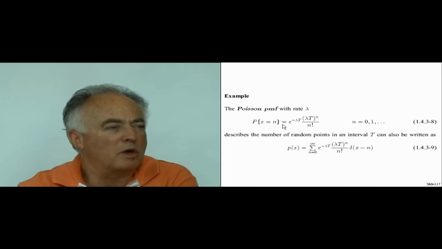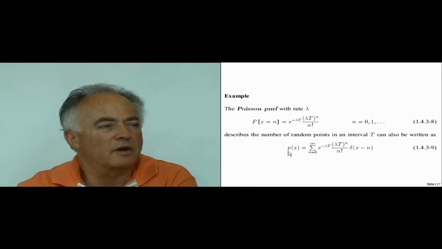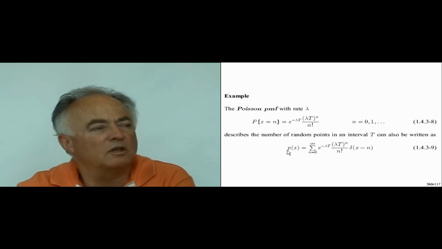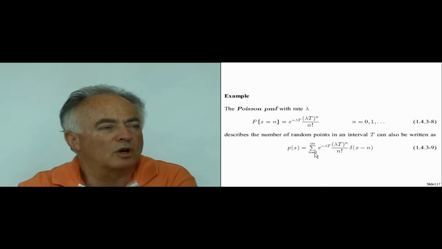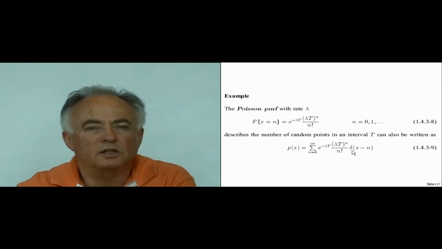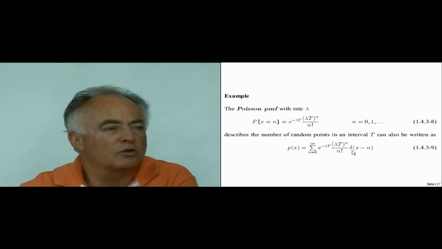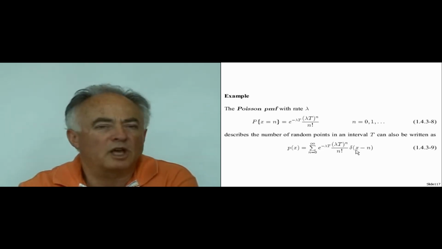Instead of the point masses here specified individually, I write it as a single PDF, a density. P of x equals sum n from 0 to infinity, there's all the possible values of n, and here we put the point masses e to the minus lambda t to the n over n factorial, multiplying a Dirac or impulse delta function with argument x minus n, namely located at x equal to n.